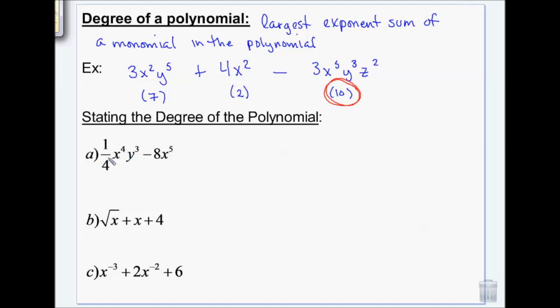So, the degree of this monomial is 7, and the degree of this monomial is 5. So the polynomial has a degree of 7. Okay.